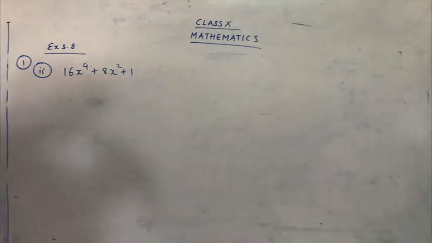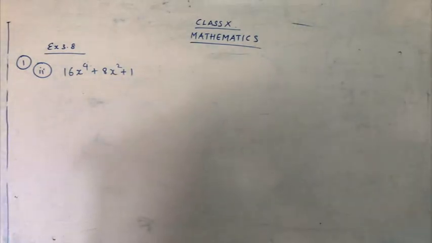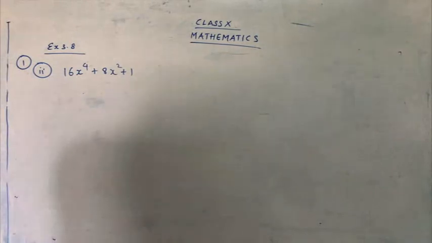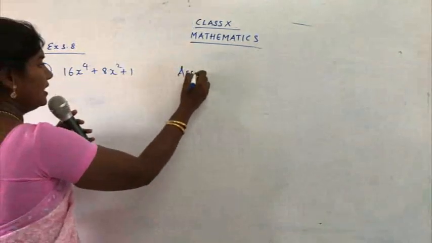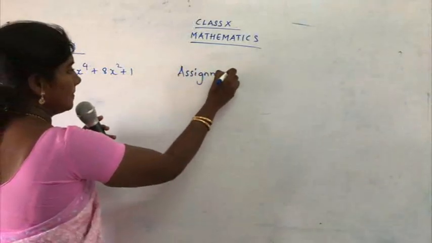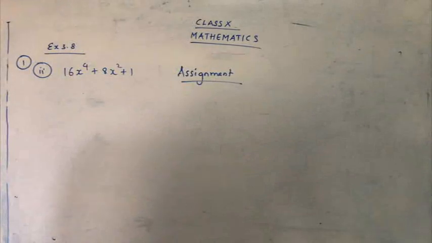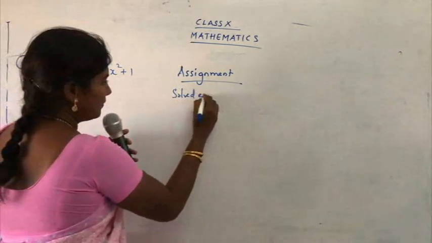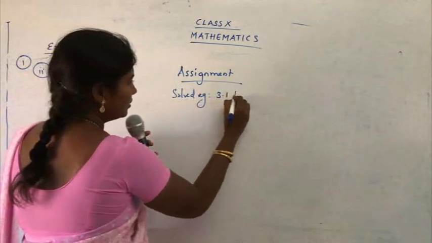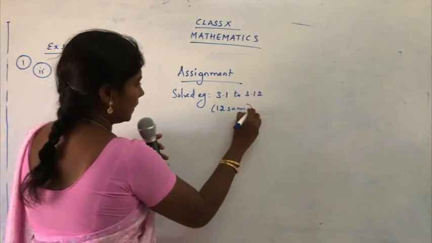Okay children? Before we start with the work, first I'll give you the assignment and then we will enter our classwork. So just take down the assignment. Your assignment is solved examples 3.1 to 3.12. So you have to do all the solved examples 3.1 to 3.12, a total of 12 sums. Okay children?